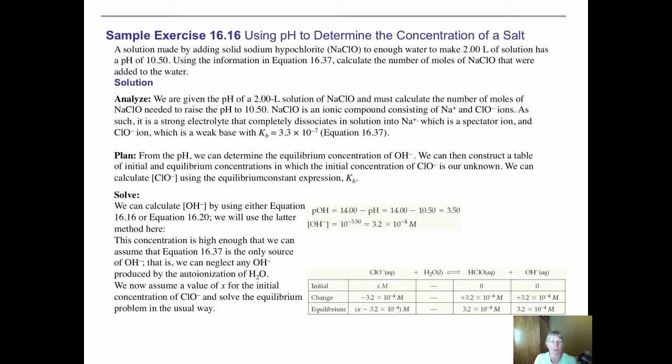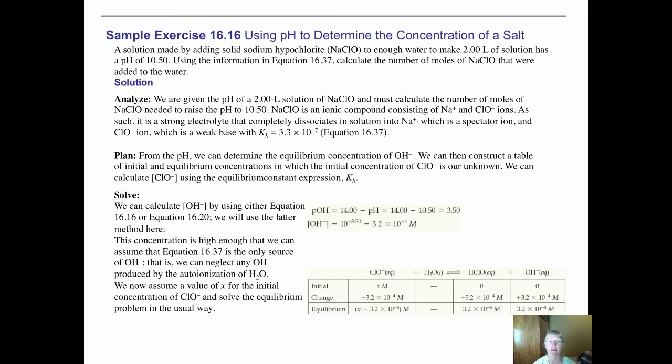That's at the end. That's when it's reached equilibrium. So that's why you see the 3.2 times 10 to the negative 4 here and there, because there was no hypochlorous acid to begin with, nor was there any hydroxide, and they both must have increased by that amount. Subsequently then, the original hypochlorite ion must have decreased by the same amount, hence they're showing X minus 3.2 times 10 to the negative 4. Now let's go back and see what they want me to do.